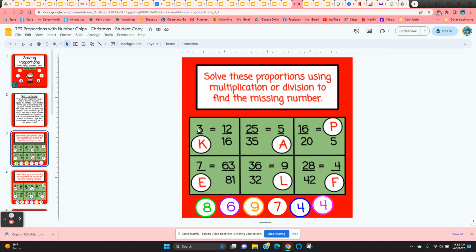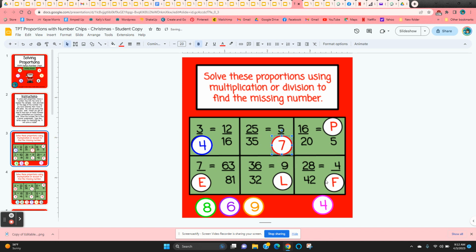So for the first one, we look at the 3 and the 12. They're going to multiply times 4. So they need to look at what number they multiply times 4 to get 16. And that would be 4. So they click and hold on the edge of the circle, and then they can move it into place. The next one, dividing by 5, that would make this a 7.